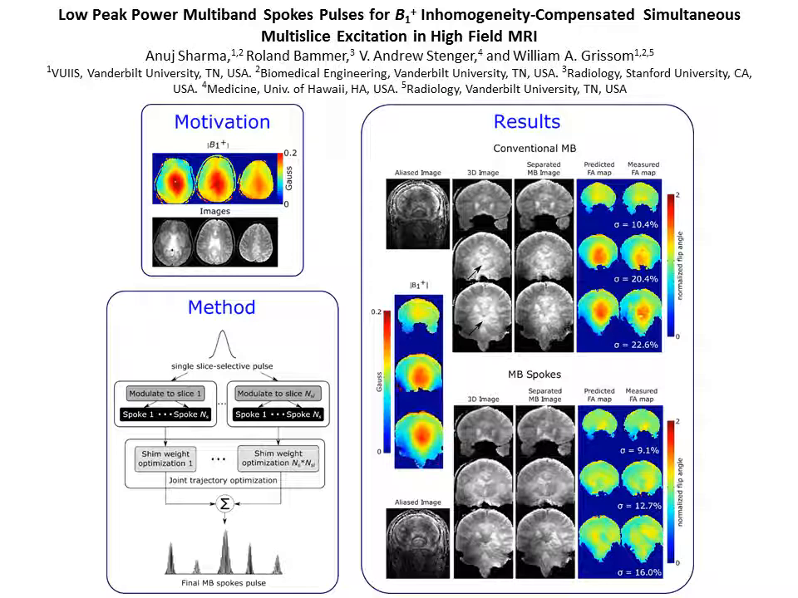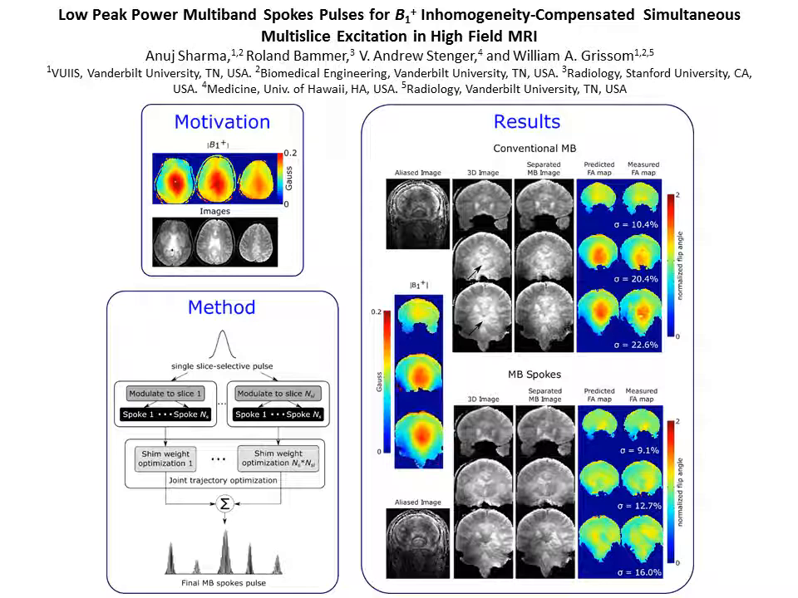The top part of the figure shows the acquired images and flip angle maps measured using a conventional multiband pulse for excitation in a gradient echo sequence. For comparison, the images were acquired using a 3D readout and a slice accelerated 2D readout. Both the 3D images and the single slice images separated using the slice GRAPPA algorithm show the center brightening artifact caused by the inhomogeneous B1 plus field.